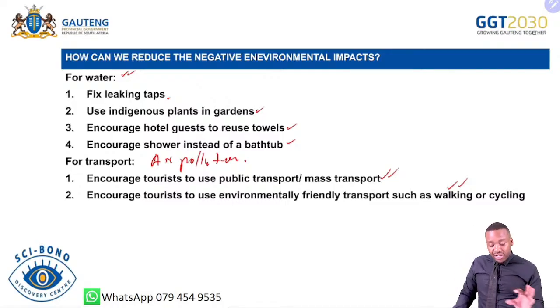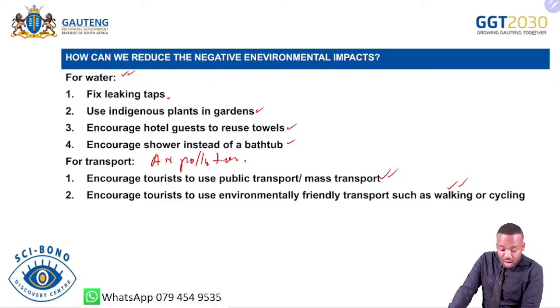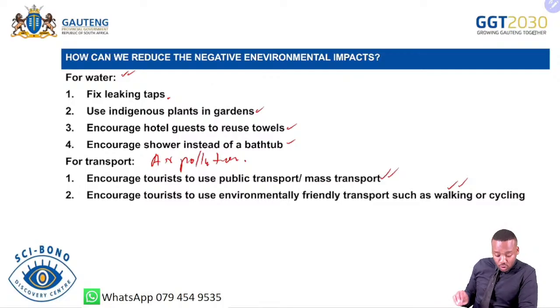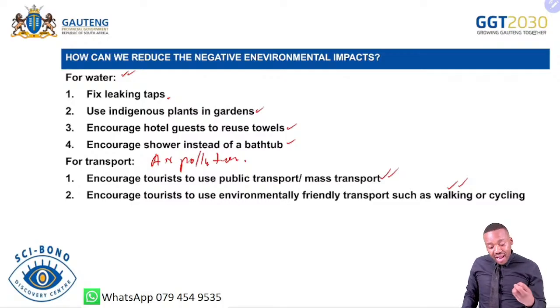In terms of transport, here remember it is about reducing air pollution, or the contribution of tourism to air pollution. What are we saying there? Encourage the tourists to use what? Public transport or mass transport. Number 2, encourage your tourists to use environmentally friendly transport such as walking or cycling. So on those case studies that they will give to you, obviously they want you to identify the impacts and also check what is that one thing that that particular tourism business is doing in order to do what? To reduce or to minimize the impacts on the environment.